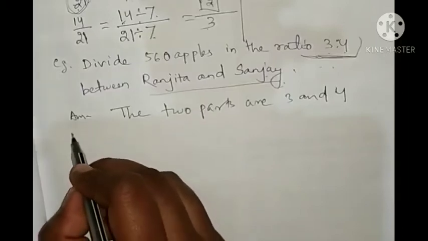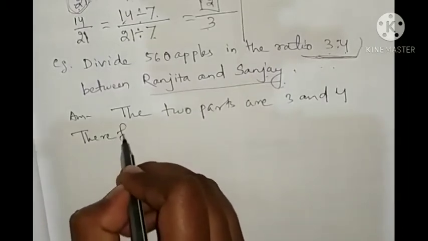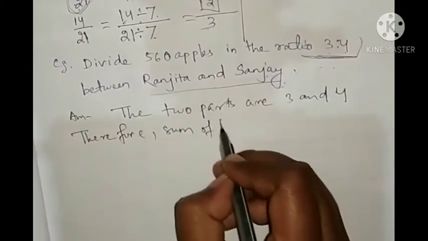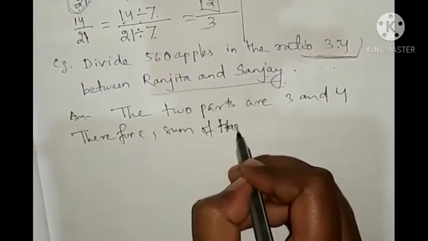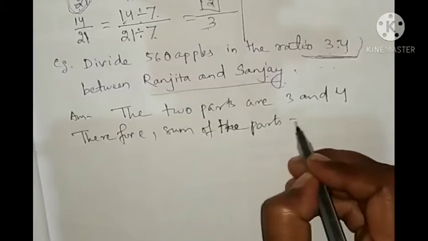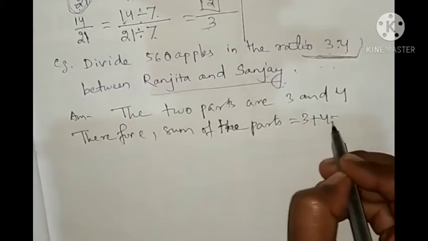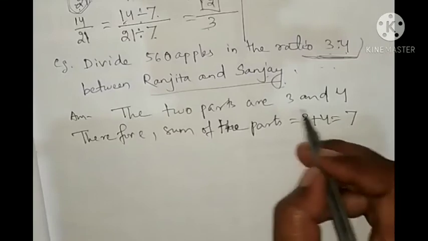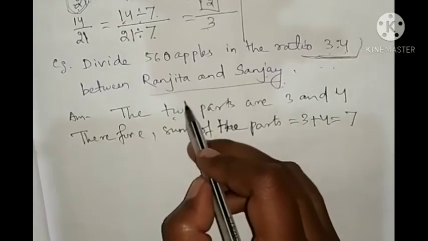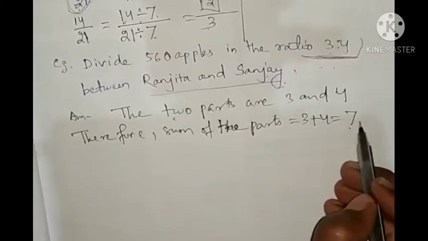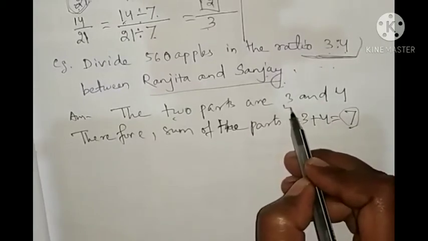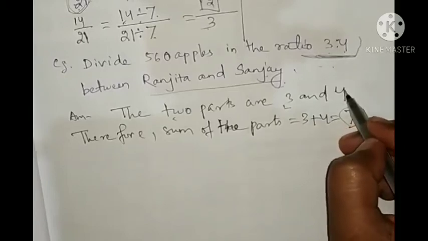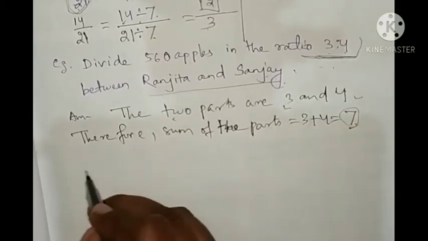Then therefore we'll add the two parts. Sum of the parts. How many parts are given? Two parts. That is 3 plus 4 equal to how much? 7. So by this you can see that out of 7, Ranjita will get 3 parts and out of 7, Sanjay will get 4 parts.